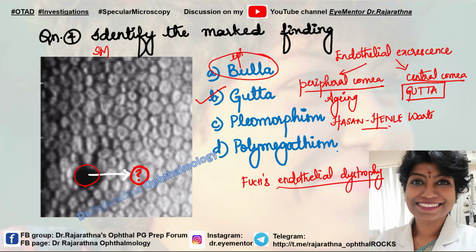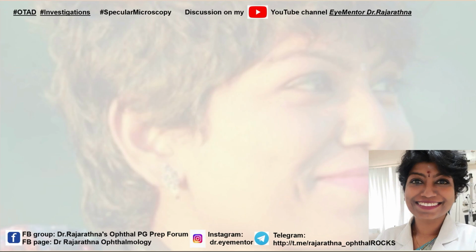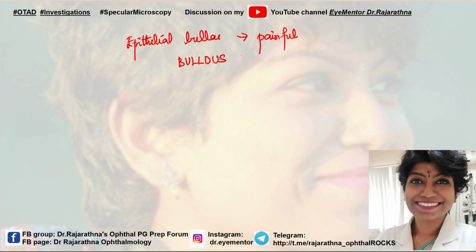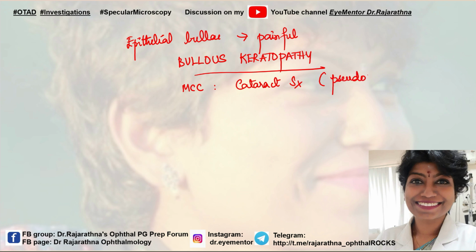Bulla you get to see in the epithelial layer of the cornea. You can see it in Fuchs, you can see it in other cases as well. About epithelial bullae, what you need to know is they are very, very painful conditions. Whenever epithelial bullae is present, we call it bullous keratopathy. Now, what is the most common cause of bullous keratopathy? The most common cause is cataract surgery. Earlier it was aphakic bullous keratopathy, now it's pseudophakic bullous keratopathy.